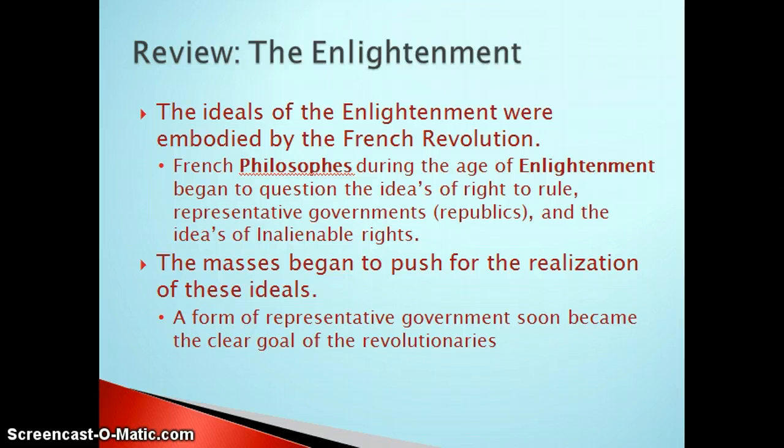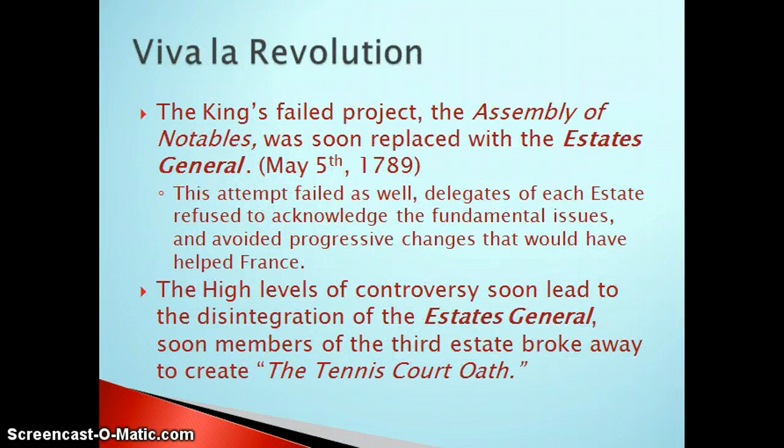If you recall, French philosophers during the Age of Enlightenment began to question the ideas of the right to rule, representative governments, otherwise known as republics, and the ideas of inalienable rights. As you can see, these are some of the major issues that the masses are clamoring for during the French Revolution. And the masses began to push for the realization of these ideas, as I just said. A form of representative government soon became the clear goal of revolutionaries.